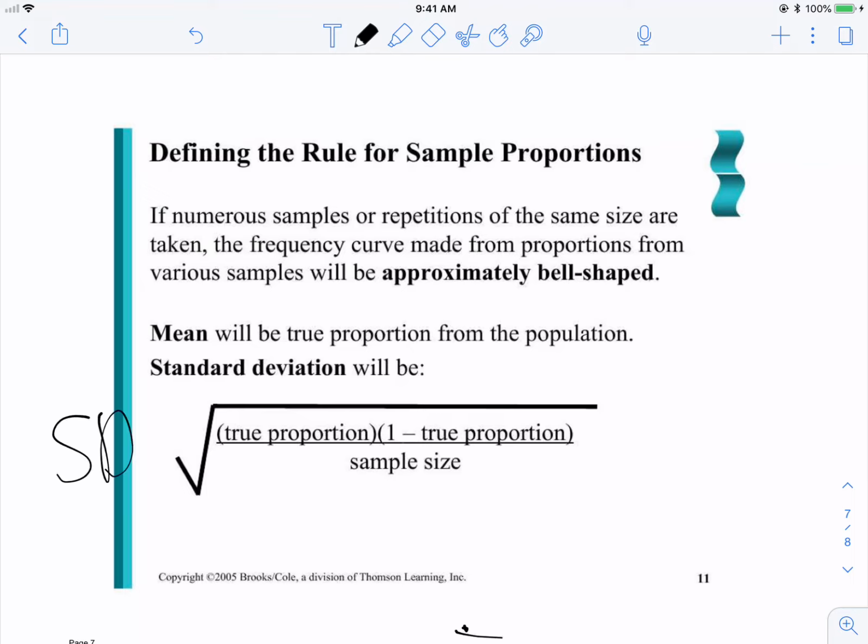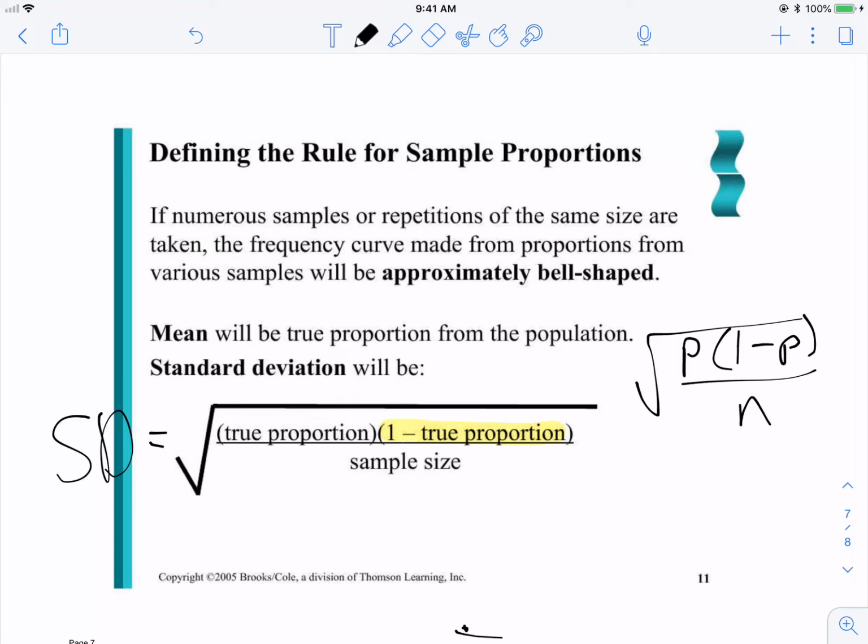The standard deviation will be equal to the square root of the true proportion times its complement. This complement right here, we know that we have only 2 possible outcomes. Here's our complement right there, so that's 1 minus p, and then we're dividing by the sample size. So we could look at this as an equation: our standard deviation is equal to the square root of our true proportion, which we're going to represent with p, times its complement, 1 minus p, divided by the sample size, n.